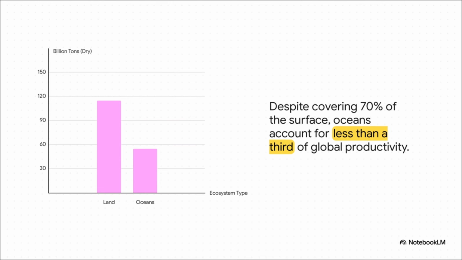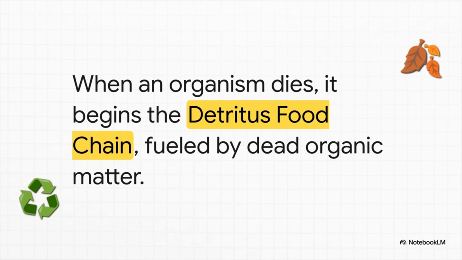But get this, because here's where it gets really surprising. You would think the oceans, right? They cover 70% of the planet. They must be the big powerhouses. Nope, not even close. Land-based ecosystems, which only cover about 30% of the surface, they're responsible for 115 billion tons of that total. That is more than double the productivity of the entire ocean. Wild.